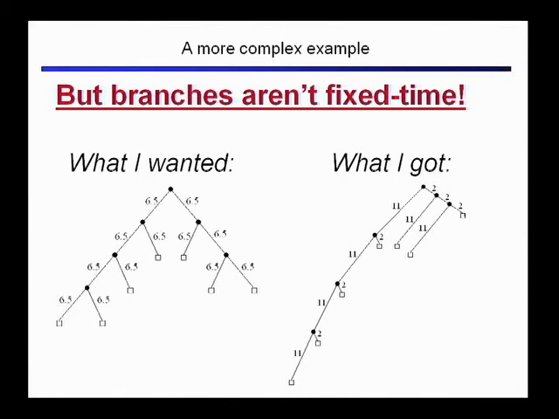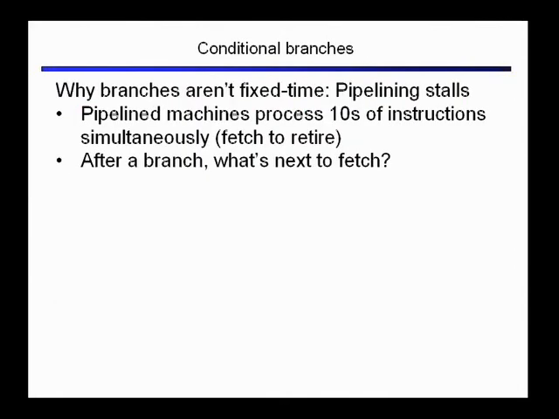Why aren't branches fixed time? Well, the simple explanation is pipelining. And I'm going to have to talk about computer architecture a bit. Maybe I should ask you how many people already know about this. So I see about 2/3. So for the 1/3 that remains, I'm going to explain it. Hopefully, the rest of you can follow along and humor me.